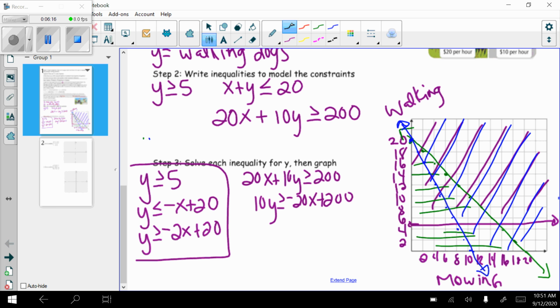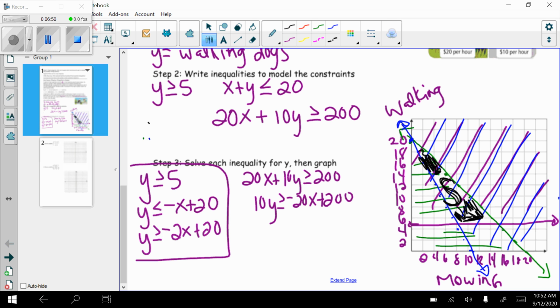I'm going to go ahead and switch to black so that we can see. We are interested in where all of our shadings overlap. Okay? I always like to put a big S in my solution space so I can see that here is where all of my shadings are overlapping, in between these three lines. So what that really means is that I have multiple answers. Any ordered pair inside that overlapping area is an answer.